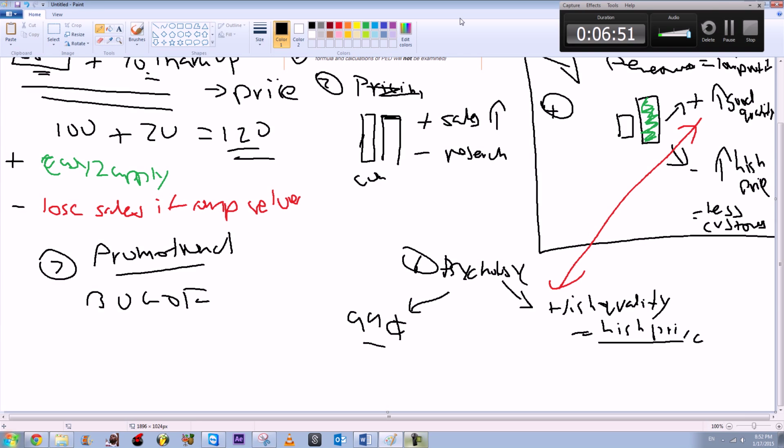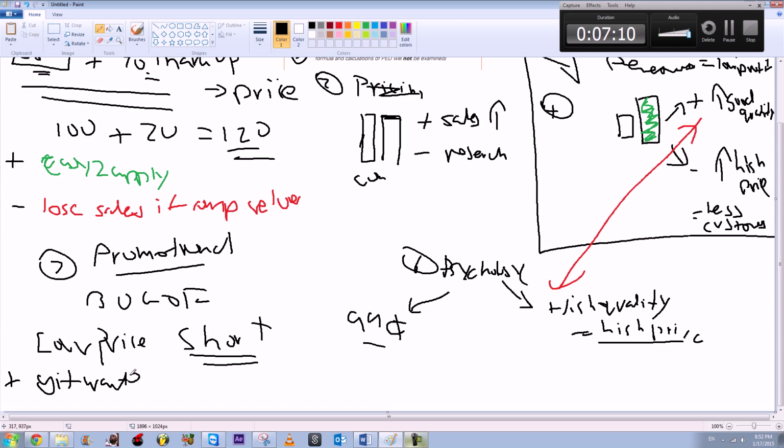So this is when the product is set at a very low price for a short period of time. That's the key thing. Low price for a short period of time. And it's short because maybe they want to get rid of unwanted products. That's number one. However, sales revenue may be lowered.